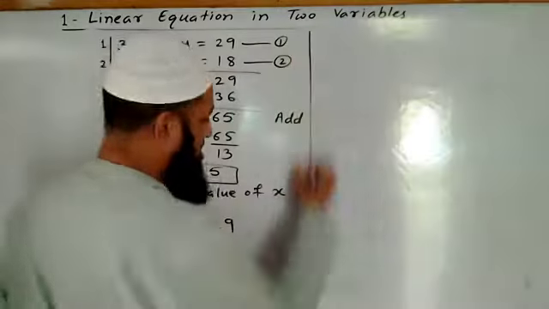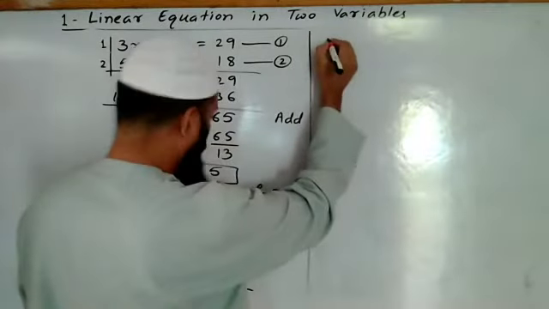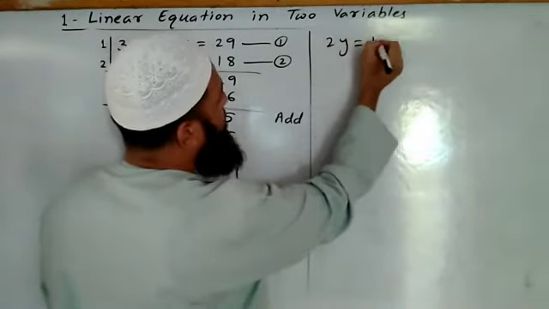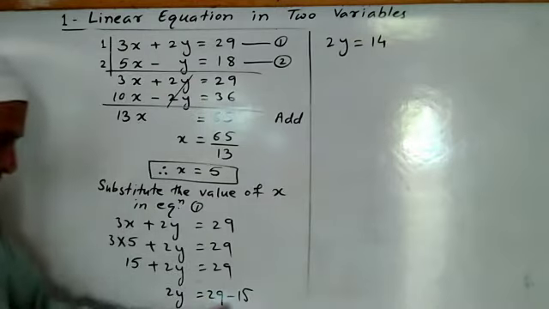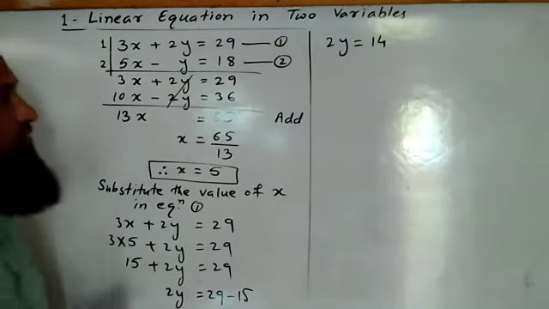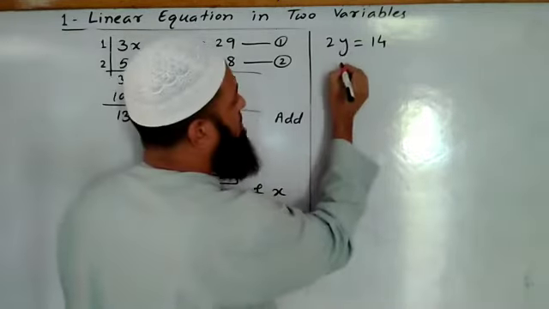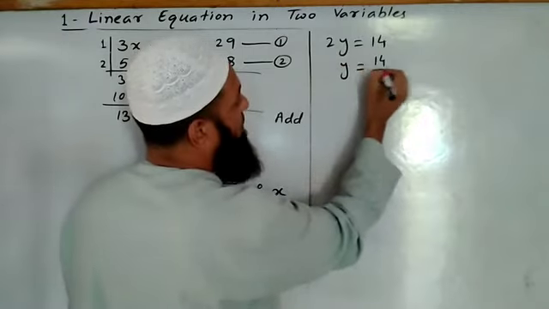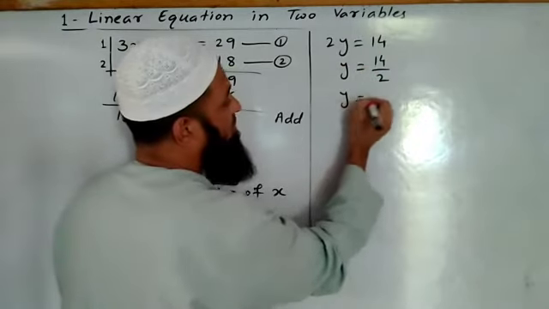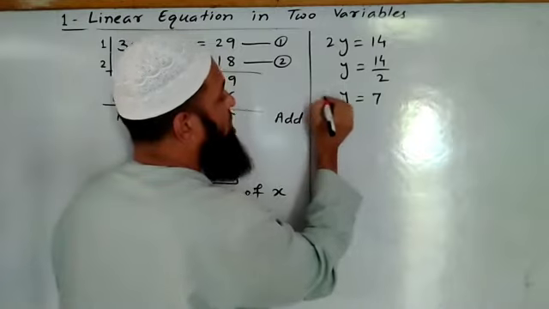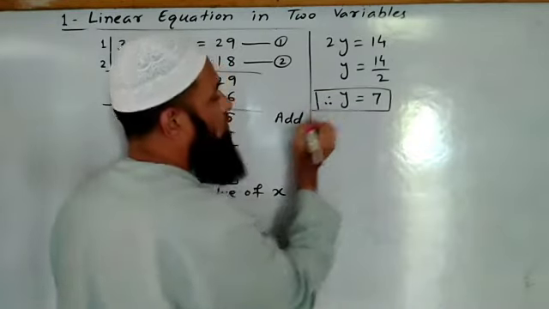So I will write here 2y is equal to 14. Okay, 29 minus 15 is 14. So 2y is equal to 14. Now this 2 goes right, it becomes divide. 14 divided by 2. So y is equal to 7. So we got the value of y also.